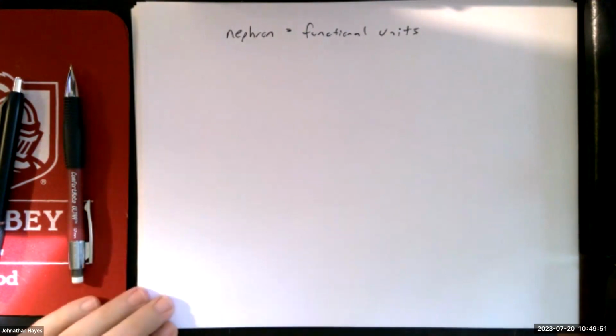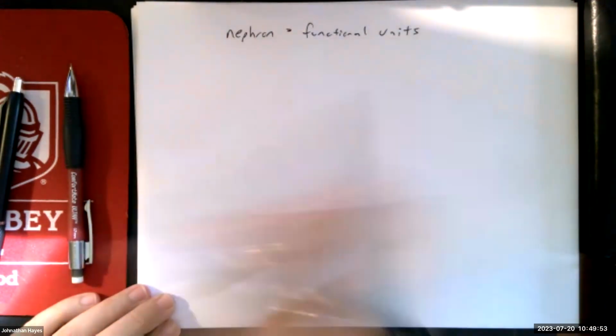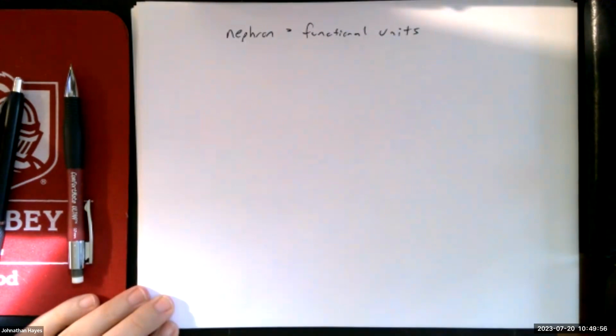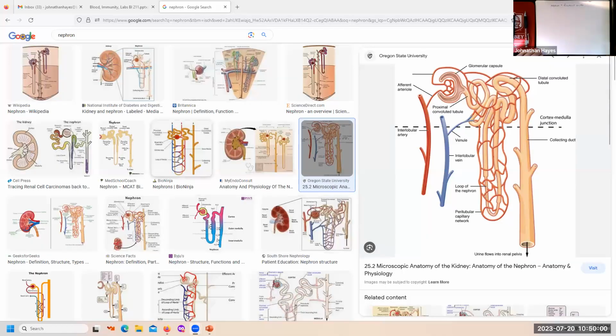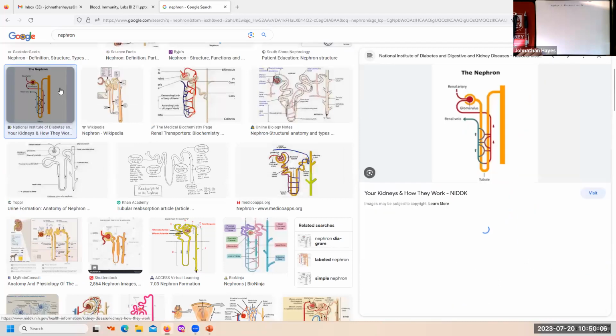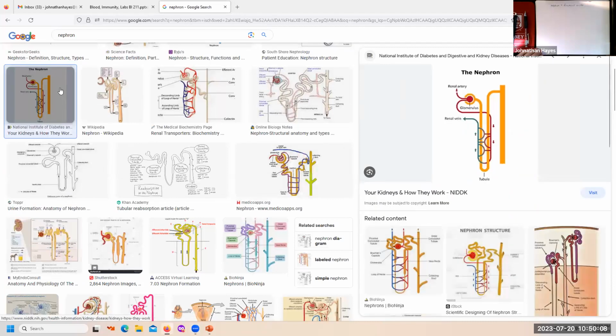Usually when we start talking about nephrons, we draw a simple version first, and the simple version I draw usually is more spread out. I don't like to draw something that looks like this. That's a little bit too convoluted. We usually draw something simple like that, right? And we'll just label it.